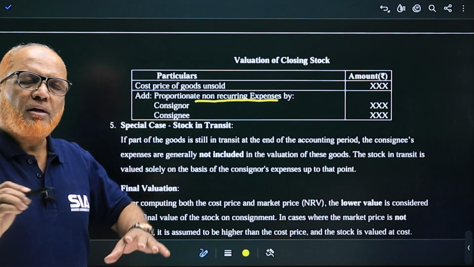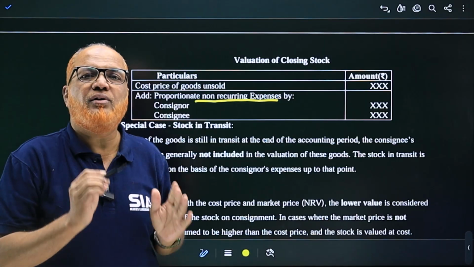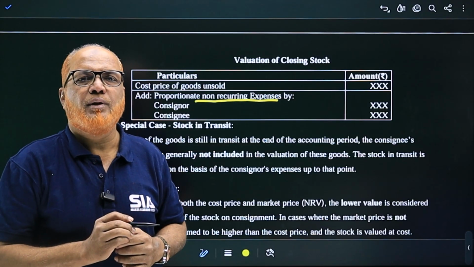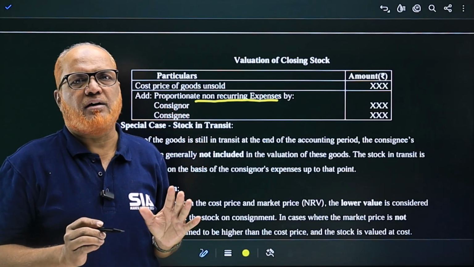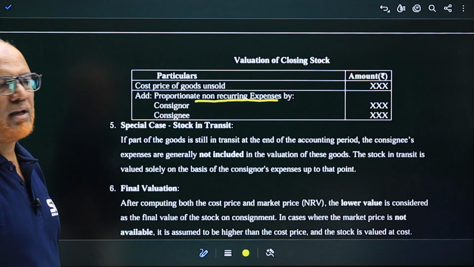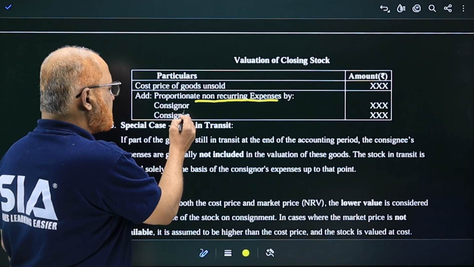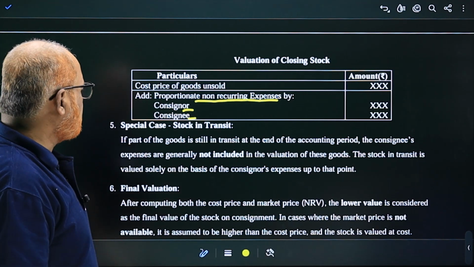Proportionate. For example, the total non-recurring expenses are 1 lakh, but 1/4 of the goods are remaining unsold. Only 1/4 of the total expenses we will take, right? That's why we call it proportionate non-recurring expenses incurred by the consignor and incurred by the consignee. Both will be added, right?